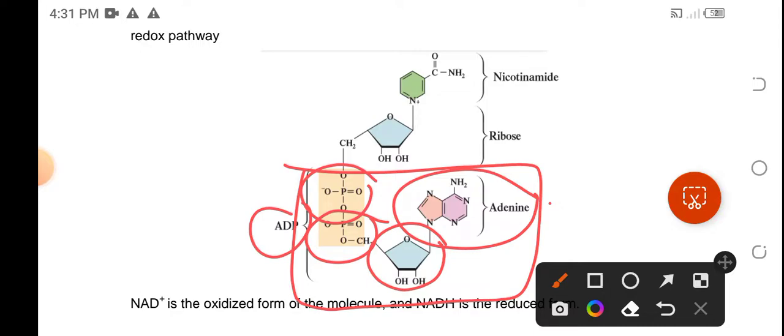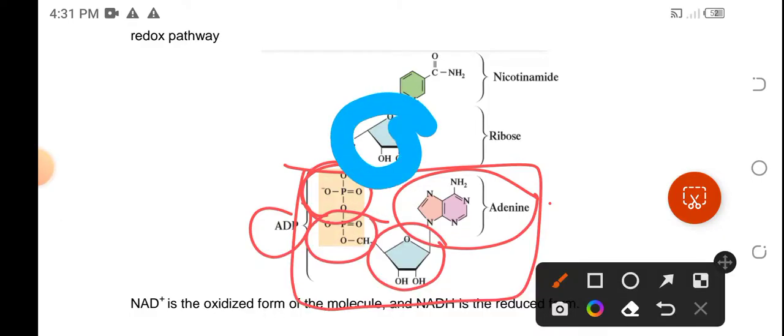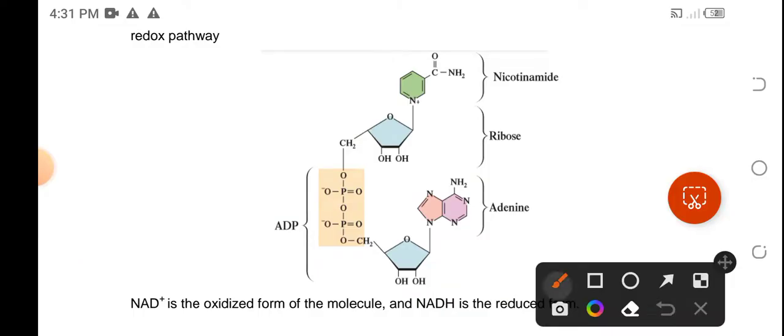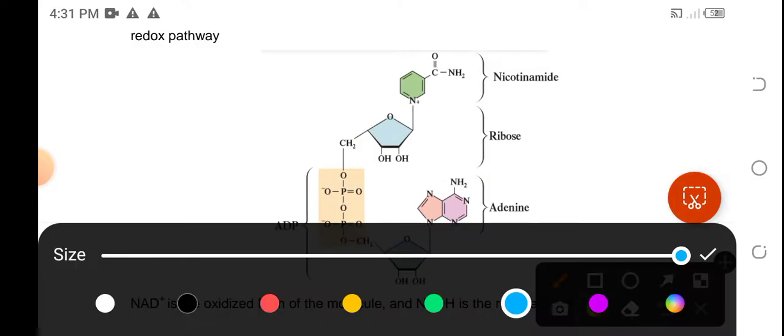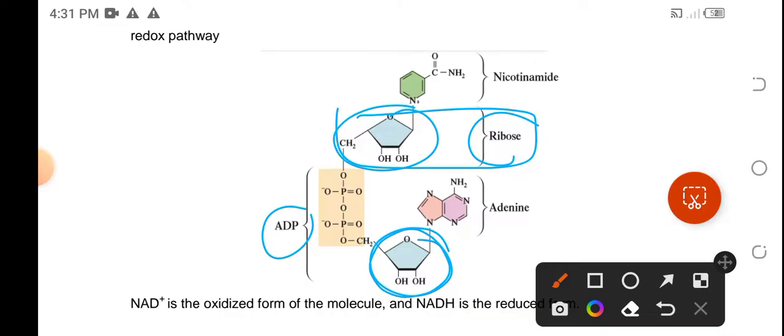And then we have on the second phosphate here another ribose, and so meron tayong second ribose dyan, aside from the first ribose in the adenosine diphosphate. And then from that second ribose, meron tayong naka-attach na nicotinamide. The nicotinamide, we know that this is a B3 component, vitamin B3 component of niacin. Okay?